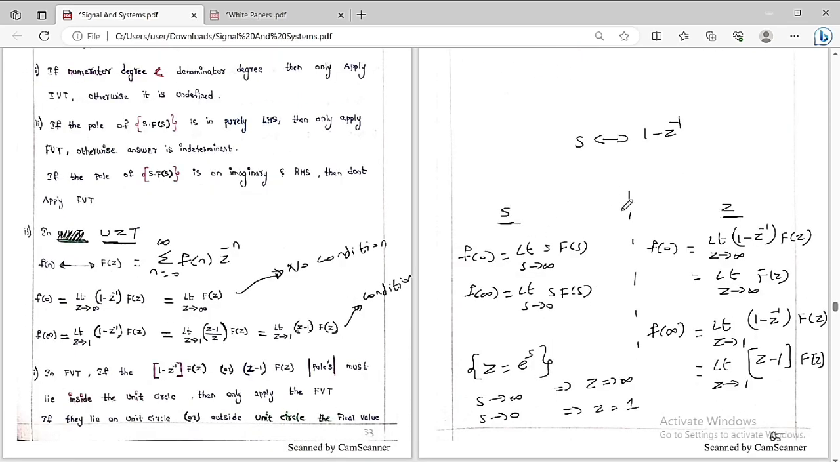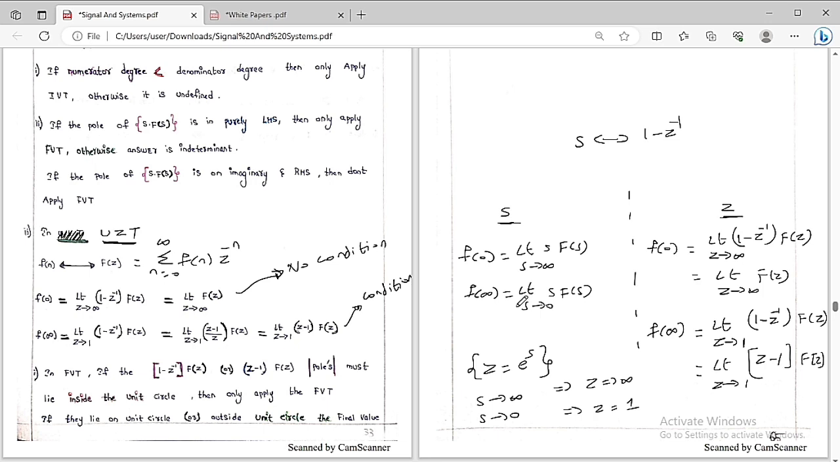So finally, listen carefully. In the unilateral Laplace transform, the initial value theorem is f of 0 equals limit s tends to infinity of s into F of s, and f of infinity equals limit s tends to 0 of s into F of s. If you see clearly, while applying the initial value theorem, first you have to check whether the numerator degree is lesser than the denominator degree. Then only you apply the initial value theorem. Otherwise, it is undefined.